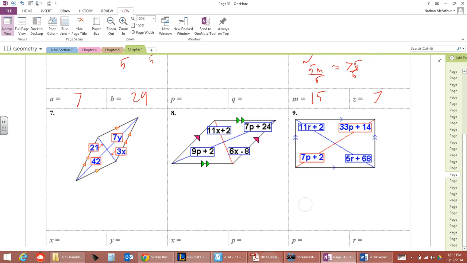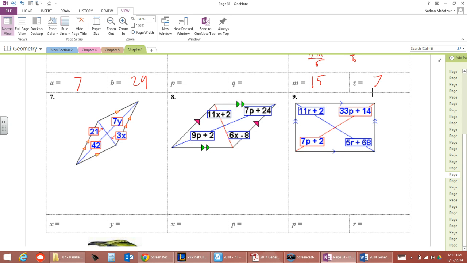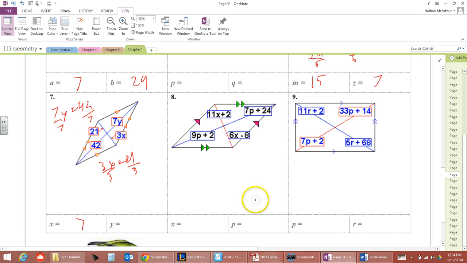So, again, same idea, only now we're using bisectors. So 21 is now equal to 3x, because the bisectors are equal to each other. So now I say 3x is equal to 21. Divide by 3, x equals 7. And I say that 7y is equal to 42. Divide by 7, y equals 6.